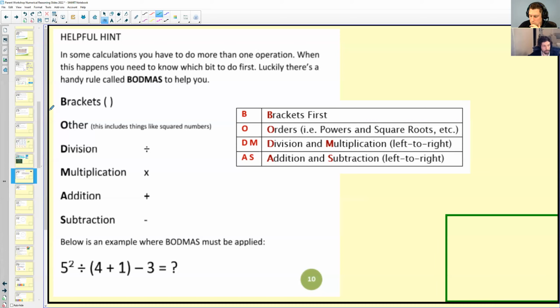And what I really want to highlight, although this here is the more standard BODMAS, I really don't like it, because it leads to a lot of confusion when you get into the addition and subtraction arena.